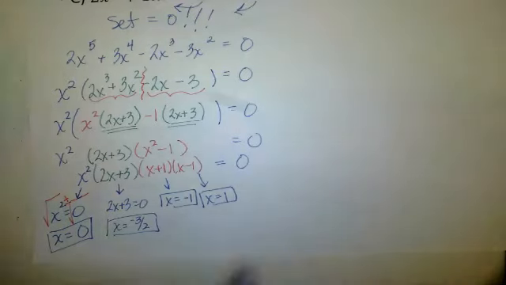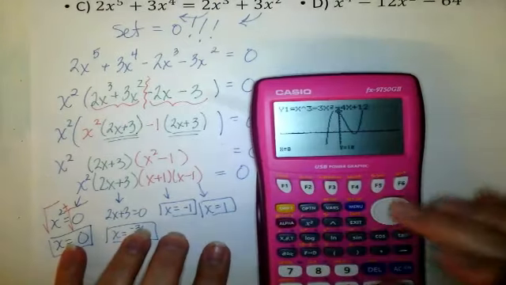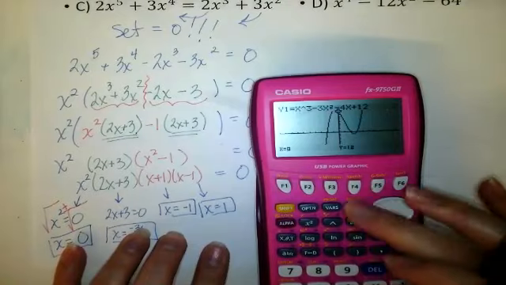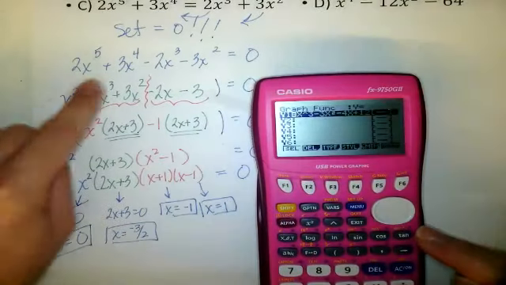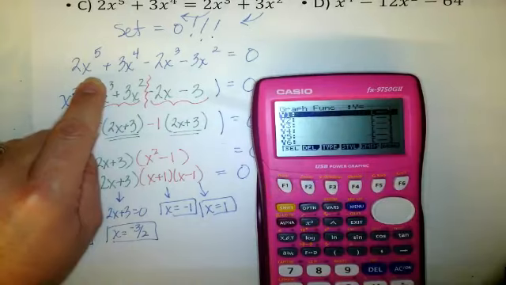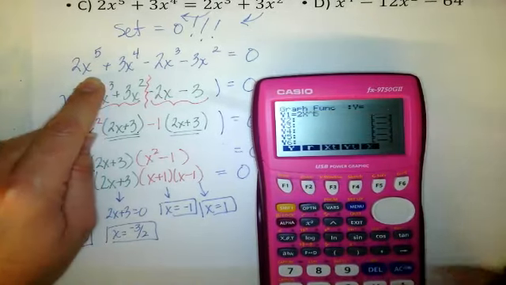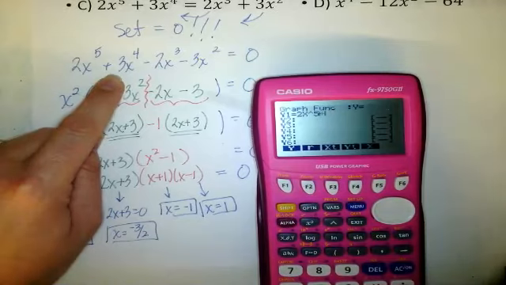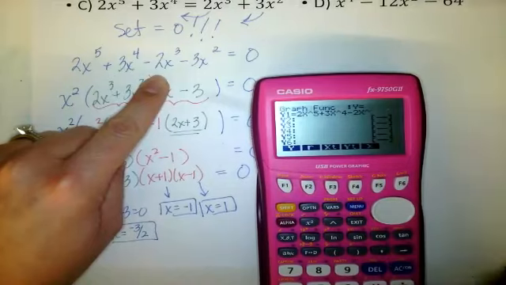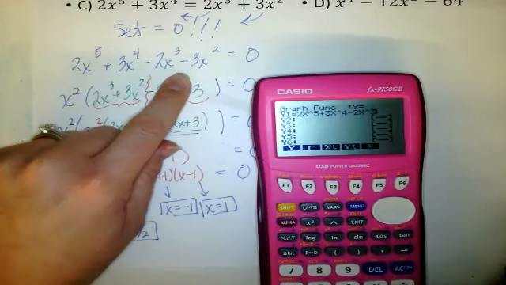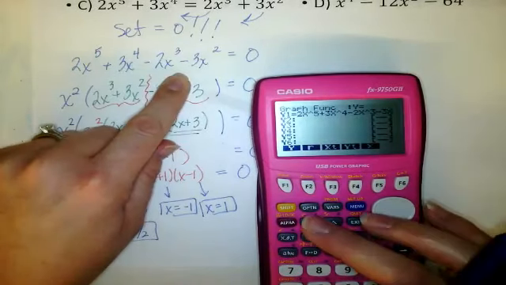Oh, you want to see it? Yes, we want to see it. Show us how to find the answers to this equation. Okay, so I'm going to go to this equation. So 2x to the 5th plus 3x to the 4th minus 2x cubed minus 3x squared.